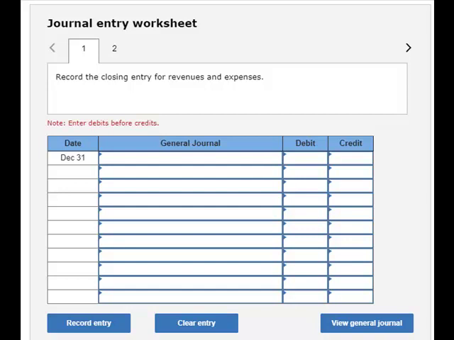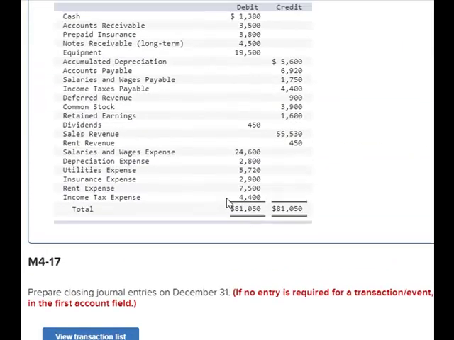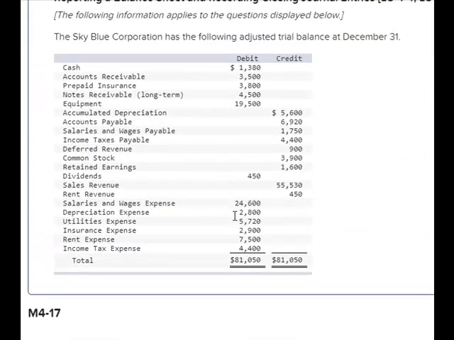In question 1, you're asked to prepare the closing entry for revenues and expenses. And so since our goal here is to close the revenue accounts and the expense accounts down to zero balances so that we have blank slates to keep track of next period's revenues and expenses, what we need to do is refer to the existing balances in those accounts up here.